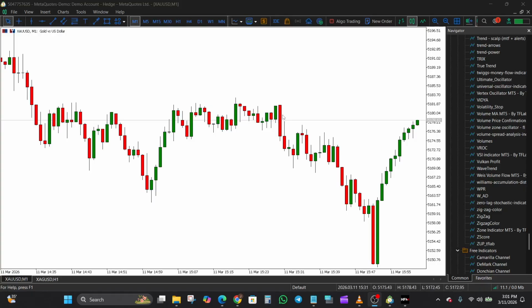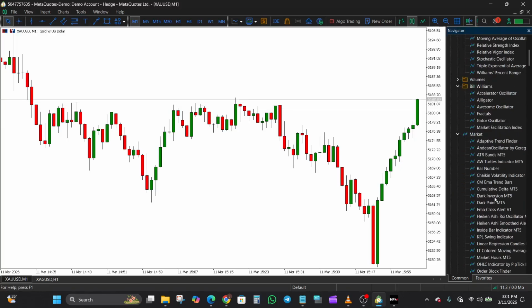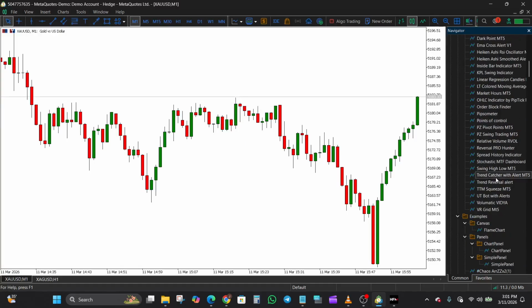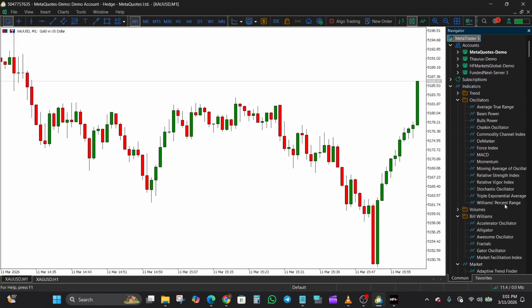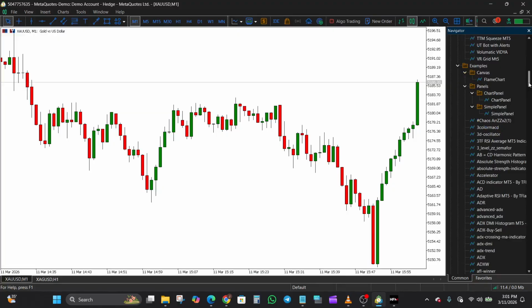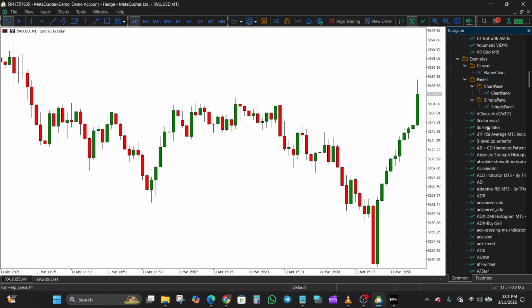Alright, so the first step is to download the indicator and add it to your indicators folder, obviously, and then you refresh your navigator. After refreshing your navigator, you just look for the indicator. It should be under the examples, from the custom indicators, right? So you just drag and drop.